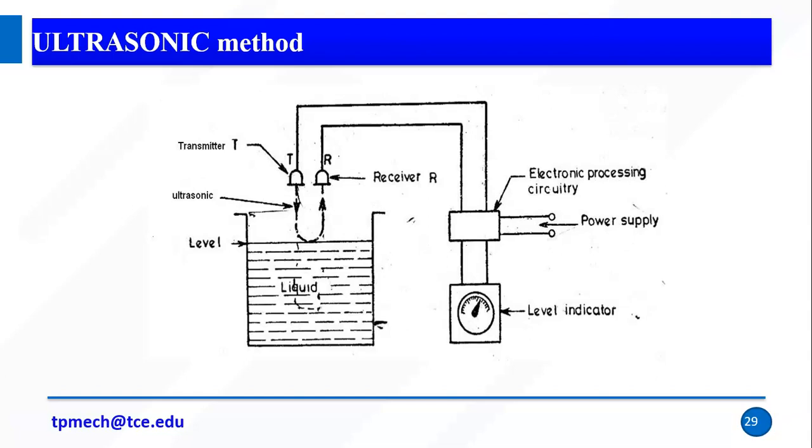Transmitter, it emits the ultrasonic rays. Receiver, it receives the ultrasonic rays. So the transmitter emits ultrasonic rays, and the receiver receives what is emitted. But here, what are we transmitting the ultrasonic rays through? Through the liquid.